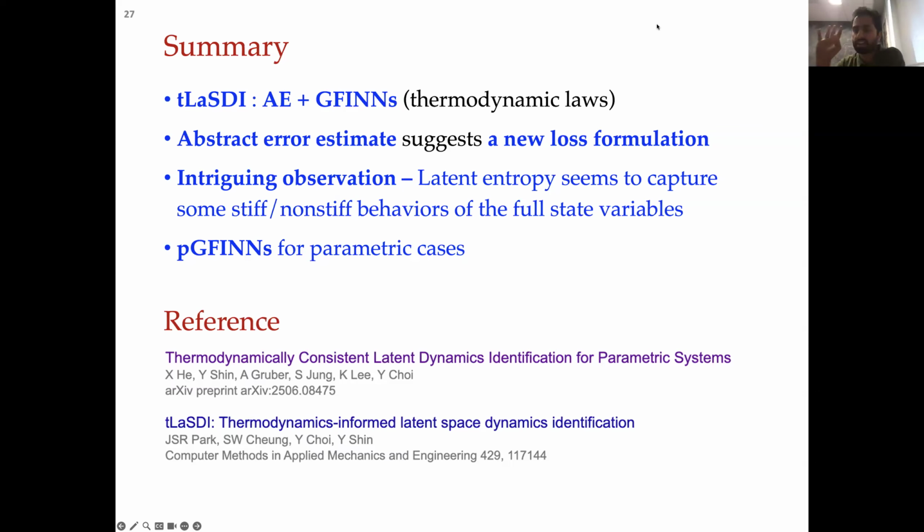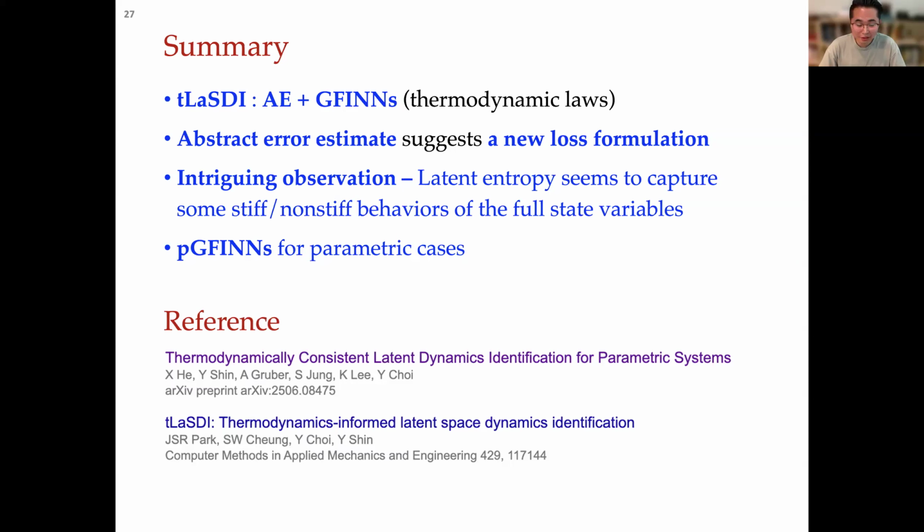Oh, hi. I had a question. I'm a PhD student with George. Similar to the question George asked, I was wondering whether enforcing the thermodynamics constraint in the latent space is equivalent to enforcing it in the original physical space. Have you done any comparison with models that enforce the constraint in the original space, like GFINs directly or something?